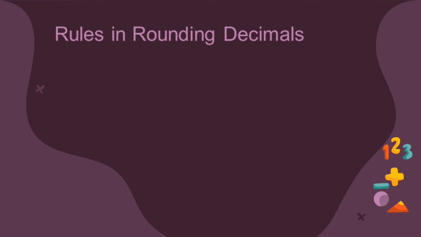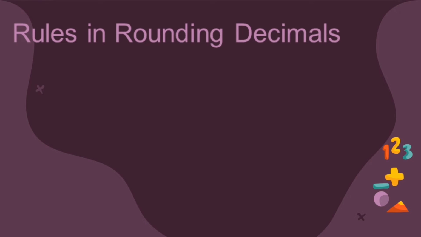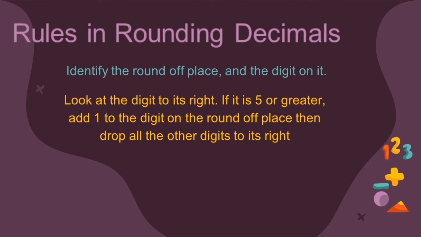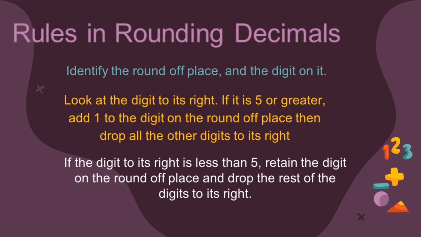Okay, let us remember this. The rules in rounding decimals. First is to identify the round-off place and the digit on it. Then, look at the digit to its right. If it is 5 or greater, add 1 to the digit on the round-off place, then drop all the other digits to its right. And if the digit to its right is less than 5, retain the digit on the round-off place and drop the rest of the digits to its right.